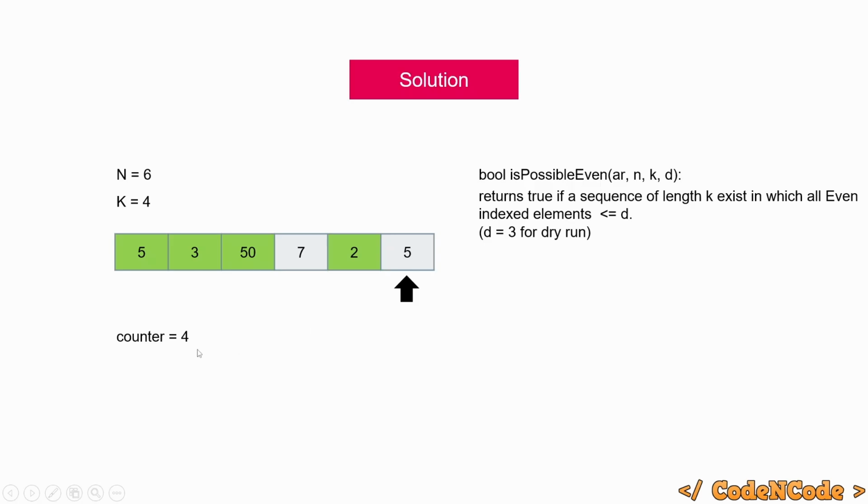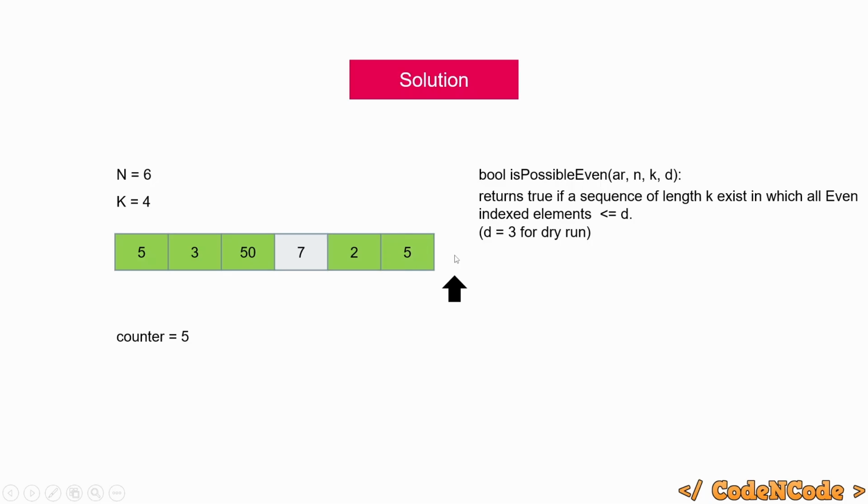Again, since the counter is 4, this element will be the fifth element. Since this is an odd indexed element, we don't care, right? Since counter is equal to 4, this will be the fifth element in my subsequence. Fifth element means odd index, and since we are looking for even indexed elements, we don't care what the element here is. We can directly increment the counter.